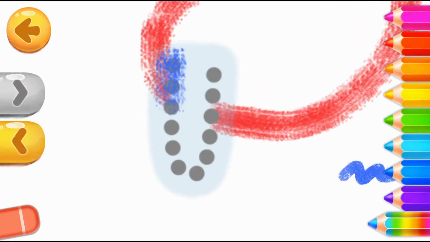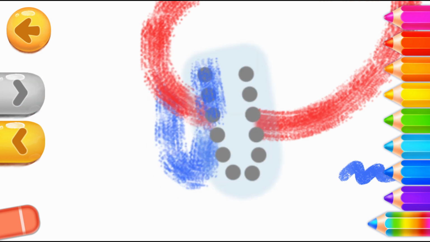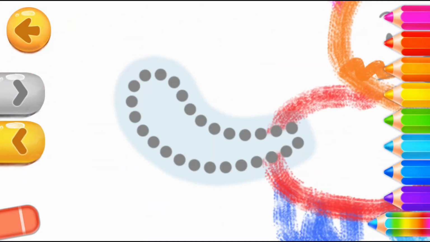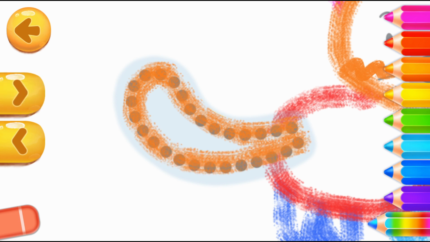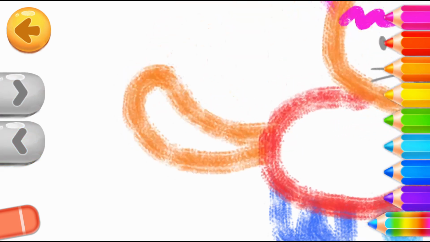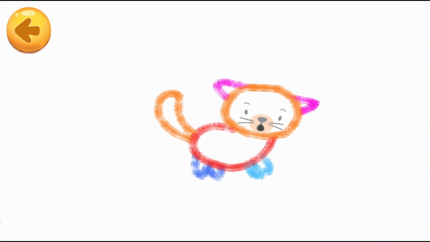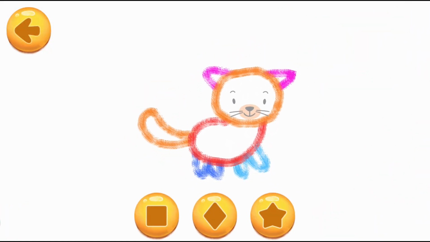Now hind legs. Of course, the front legs. Now draw the tail. You've got a great cat. You can play with a picture.